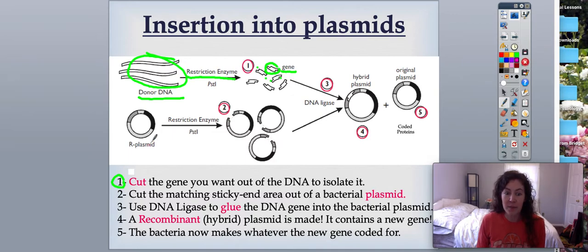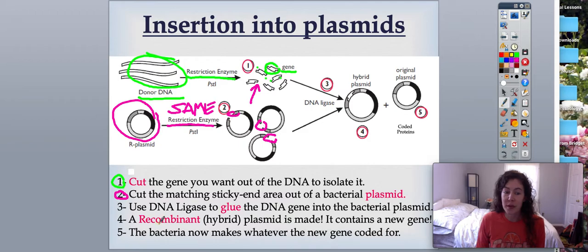Next part. Get a plasmid. Take it out of a bacteria. Use the same restriction enzyme. So, using the same enzyme, cut that area out of the plasmid. Notice it's missing a chunk. And notice it is the same shape as this because we used the same enzyme.